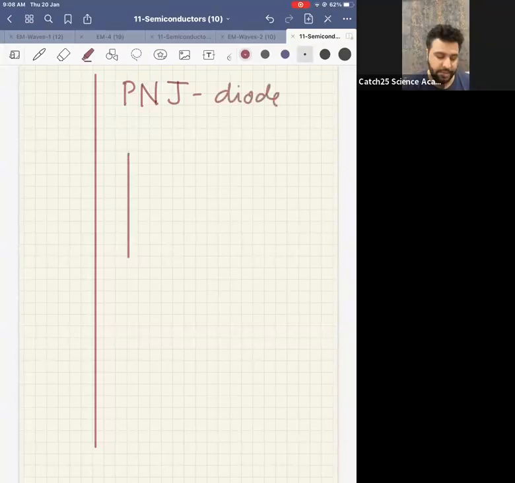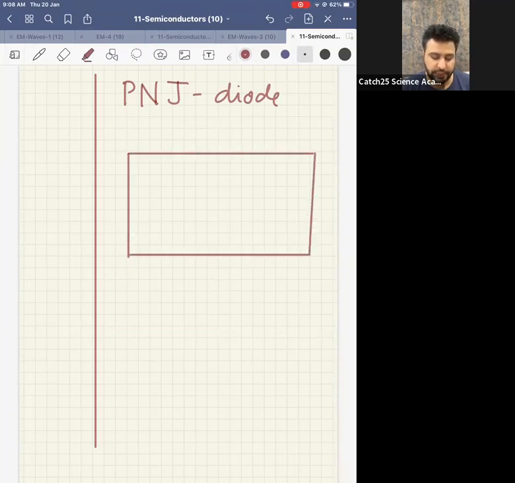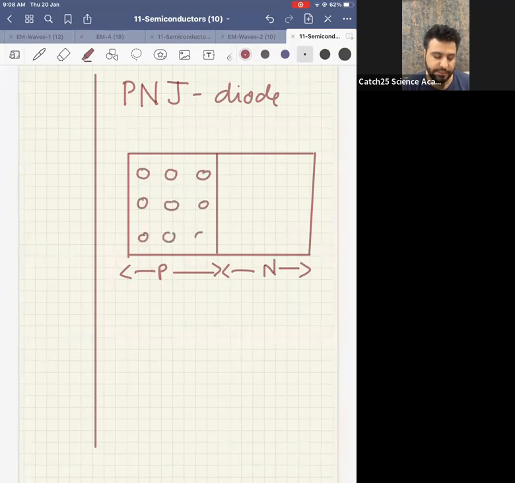I will take pure germanium or silicon crystal. Half of the crystal I will dope with trivalent impurity, so this will become P type, and the other half I will dope with pentavalent impurity, so it will become N type. P type means majority charge carriers are holes, and N type means majority charge carriers are electrons. So this side will be of holes and this side will be of electrons.